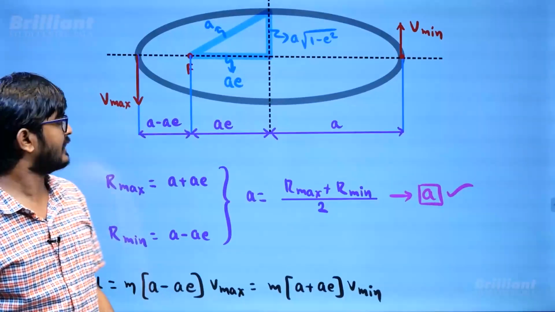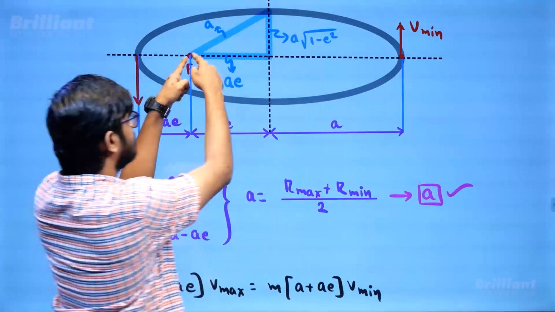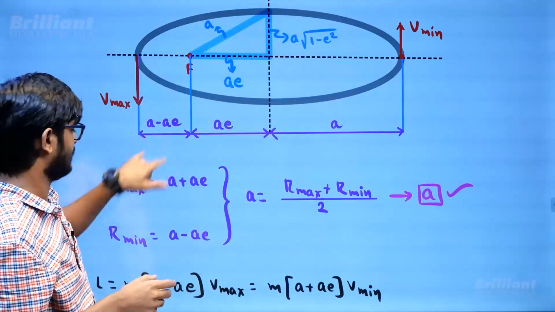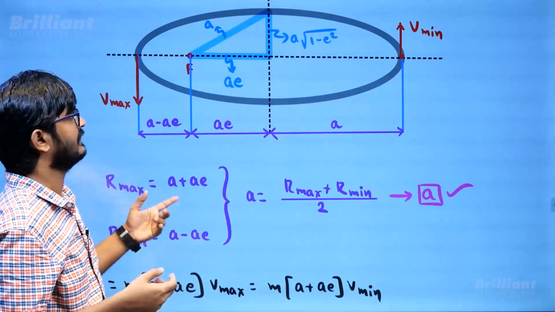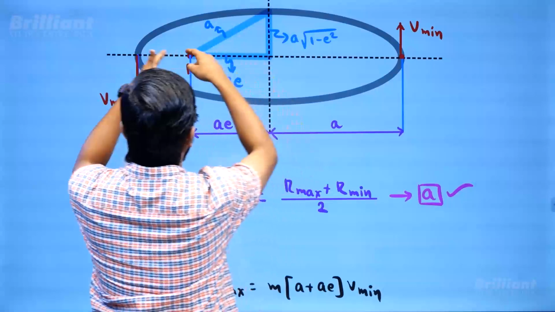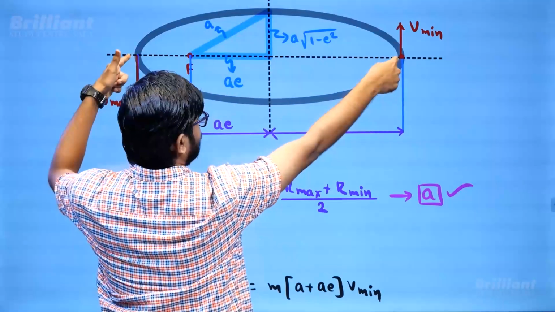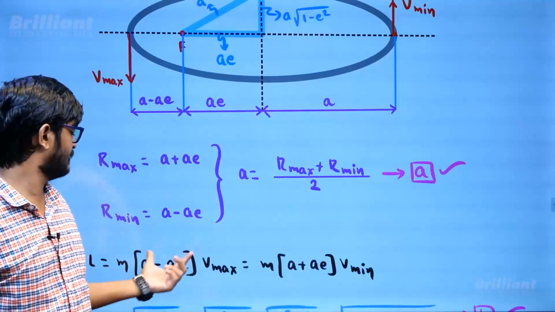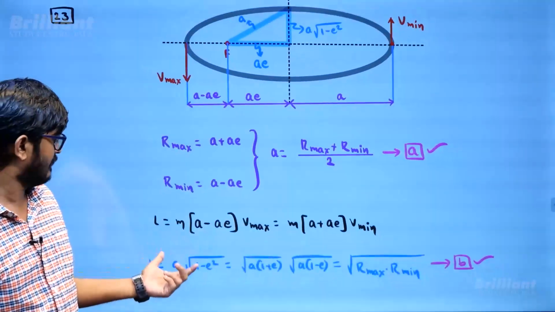Now R max is what? This one, right? Which is A plus AE. R minimum is what? This one, which is A minus AE. Now how is A defined? You don't have to do this entire thing, like R max, R minimum. So the summation of these two is 2A, and half of it will be A. So from there we will be getting option A. Now you need to see option B, right?